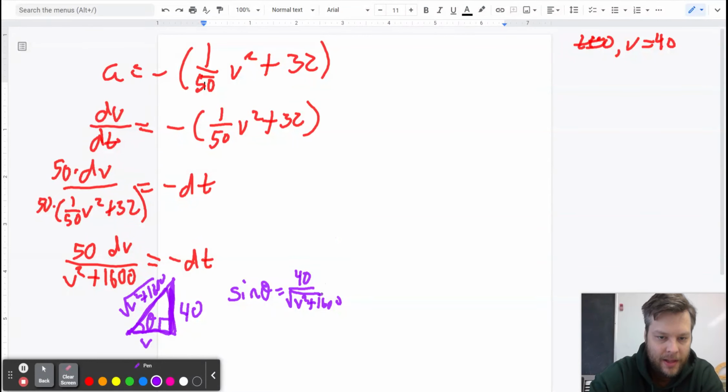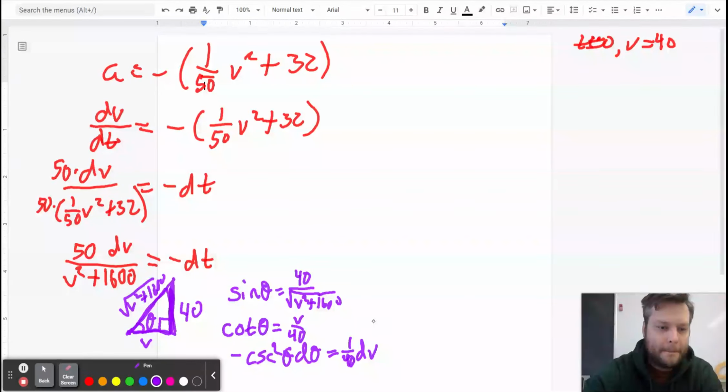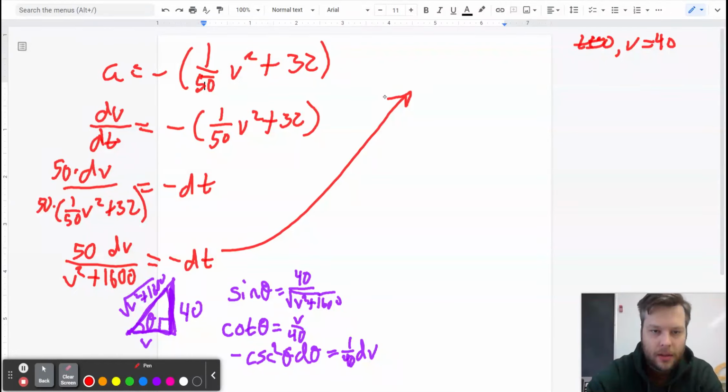And then if I write, I guess cotangent is adjacent over opposite. I wanted to write tangent, but that's opposite over adjacent. I want the other way. So cotangent is v over 40, and the derivative of cotangent is negative cosecant squared. So that's going to give us everything we need. Okay, so let's bring that up here. This one, I'll pull the 50 in front for now.